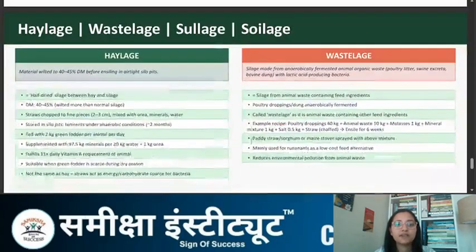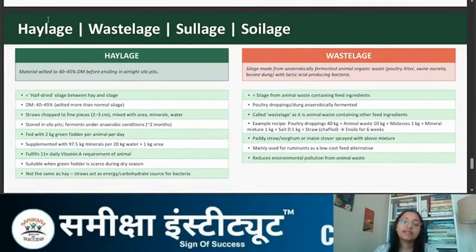Then next, we also want to know whether you know about these terms: haylage, wastelage, silage and soilage. So haylage is basically in between hay and silage, and the dry matter content is everything in between hay and silage. In the case of silage, we discussed how the dry matter is 30 to 35%. Then in the case of hay, yesterday we discussed how the moisture content is 20 to 14%.